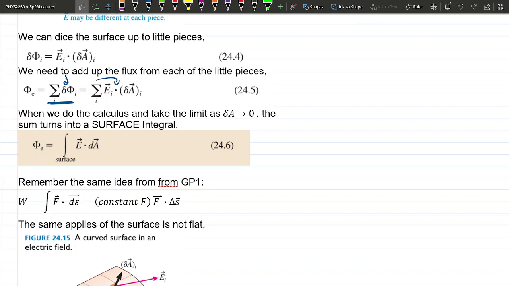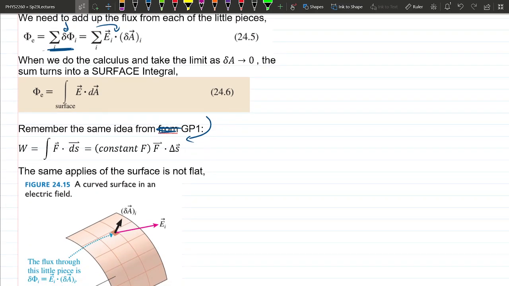So I just want to connect this to a similar idea from General Physics 1, where we calculated work. Let's say I have an object, I apply some force to it, and I move it some distance, delta S.